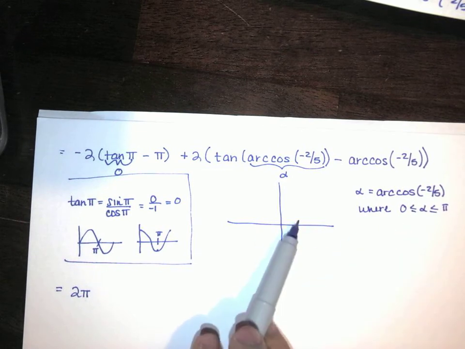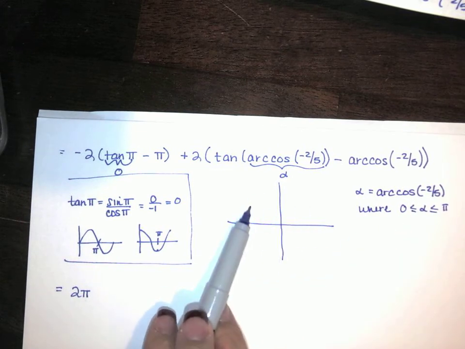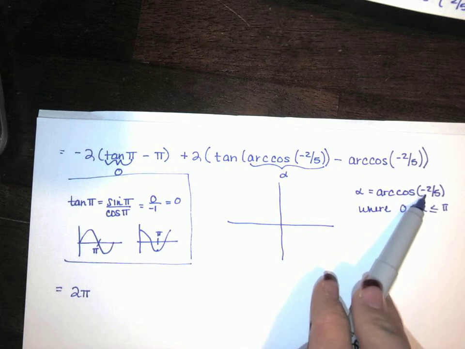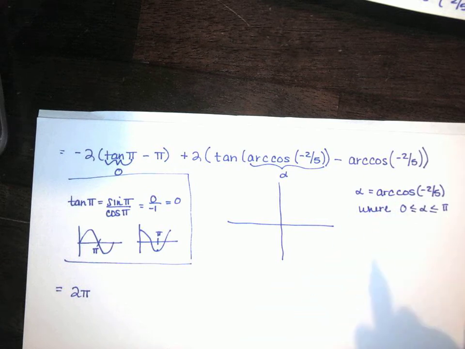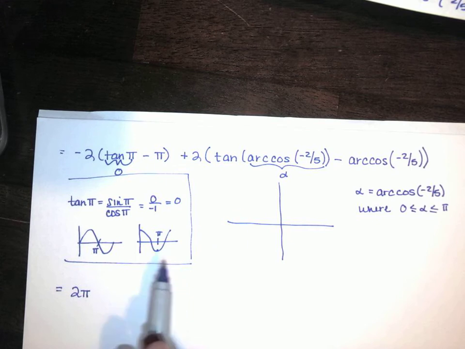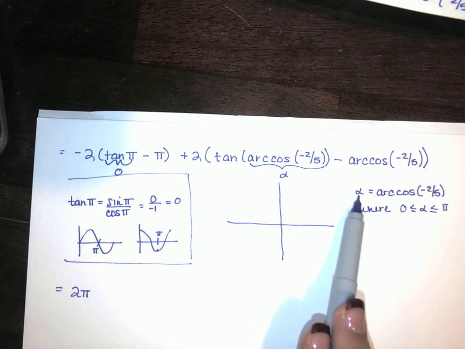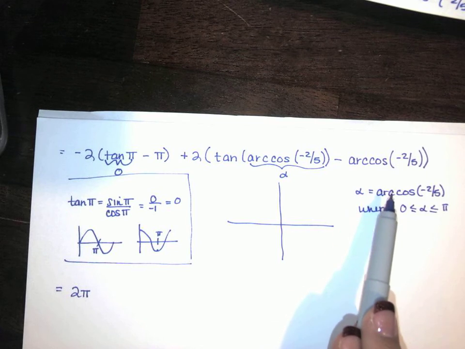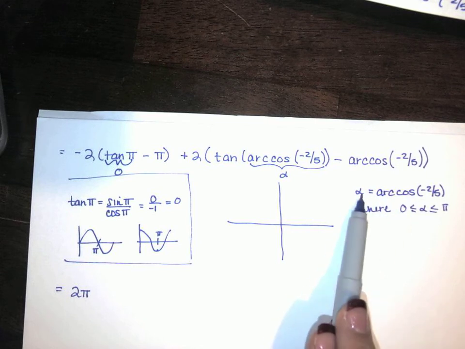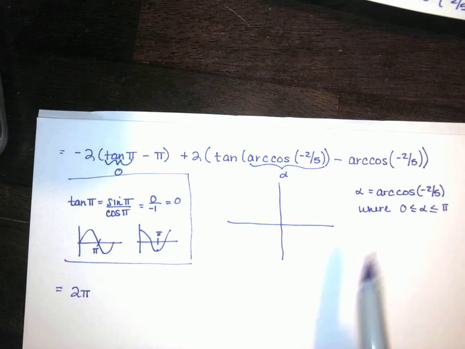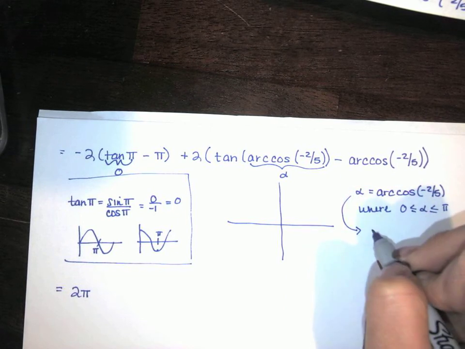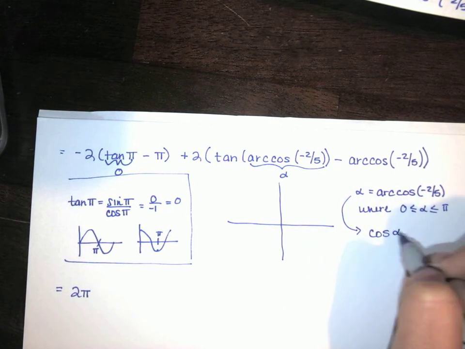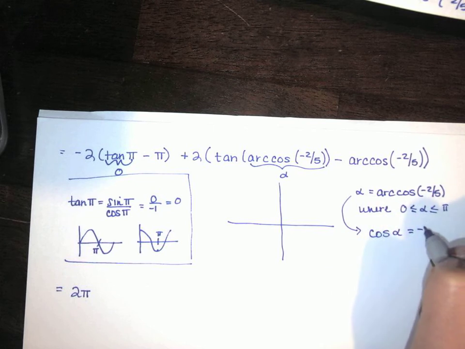So if alpha is in quadrant 1 or quadrant 2, and my cosine is negative, remember, cosine's negative when x is negative. So I'm going to be over here. Let me back up a little bit. Alpha equals this, and this means that alpha is the angle whose cosine is negative 2 over 5. So this is equivalent to the fact that cosine of alpha is negative 2 over 5, and alpha is between 0 and pi. That's what I've said here.